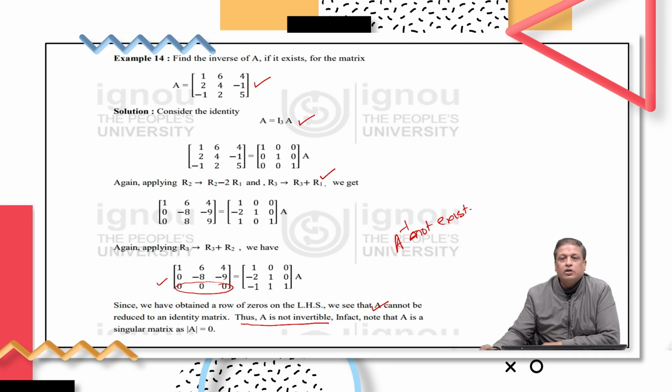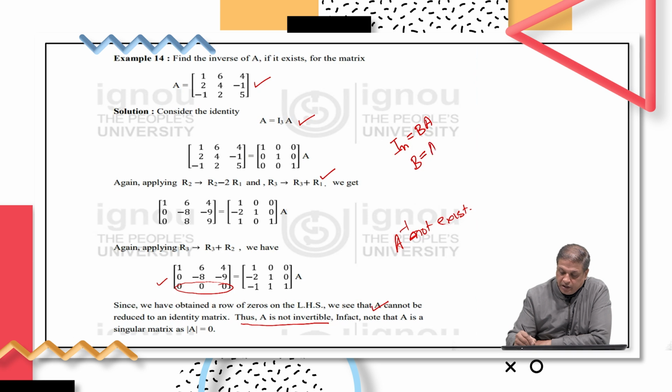I hope you understood this, that by performing elementary row operations we transform the matrix into an identity matrix, and once this expression is achieved, you can always say matrix B is nothing but inverse of A. And so, I hope you learned the calculation part of inverse of matrix. This is very important also from the examination point of view.